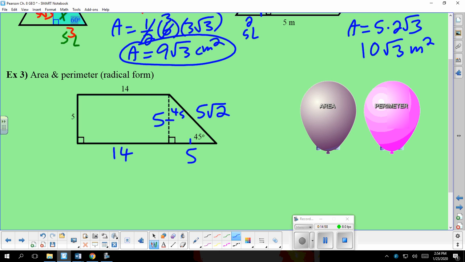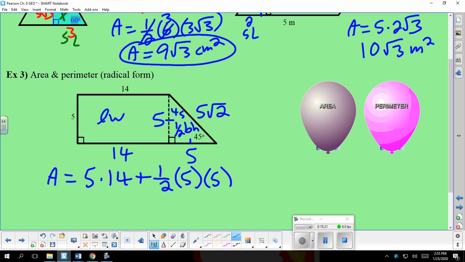Now my perimeter, let's do area first, right? So the area here is length times width. This is 1/2 base times height. So I have the area of this little thing is 5 times 14 plus 1/2 times 5 times 5, or 70 plus half of 25 is 12.5. We get 82.5.